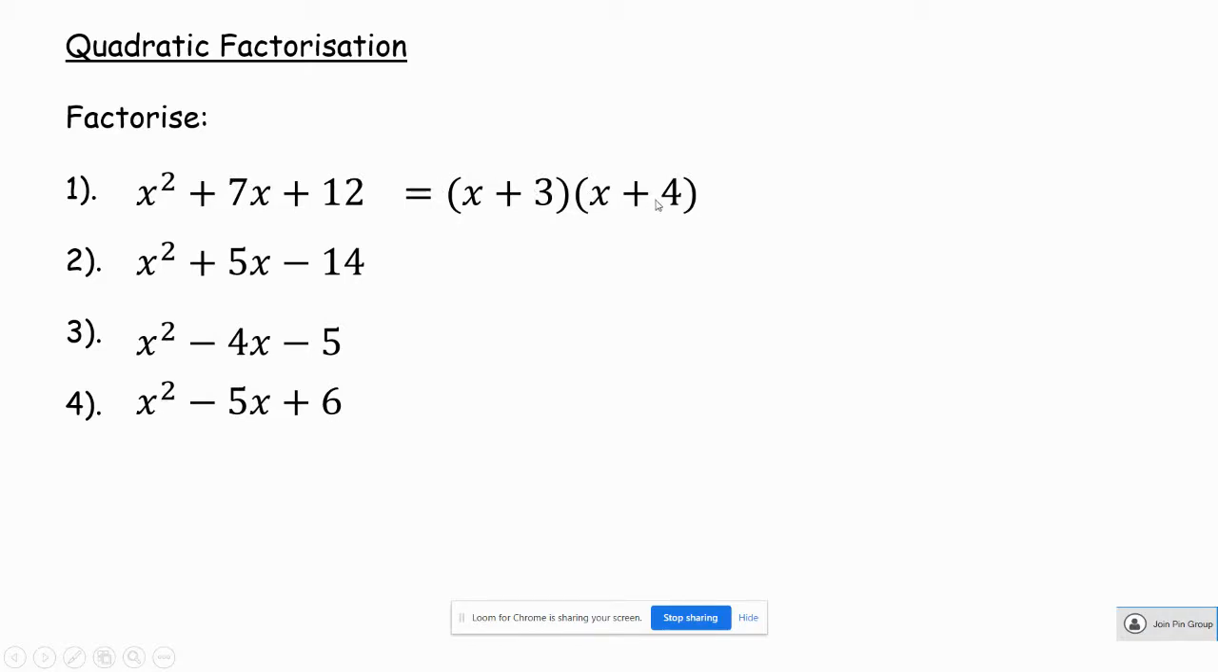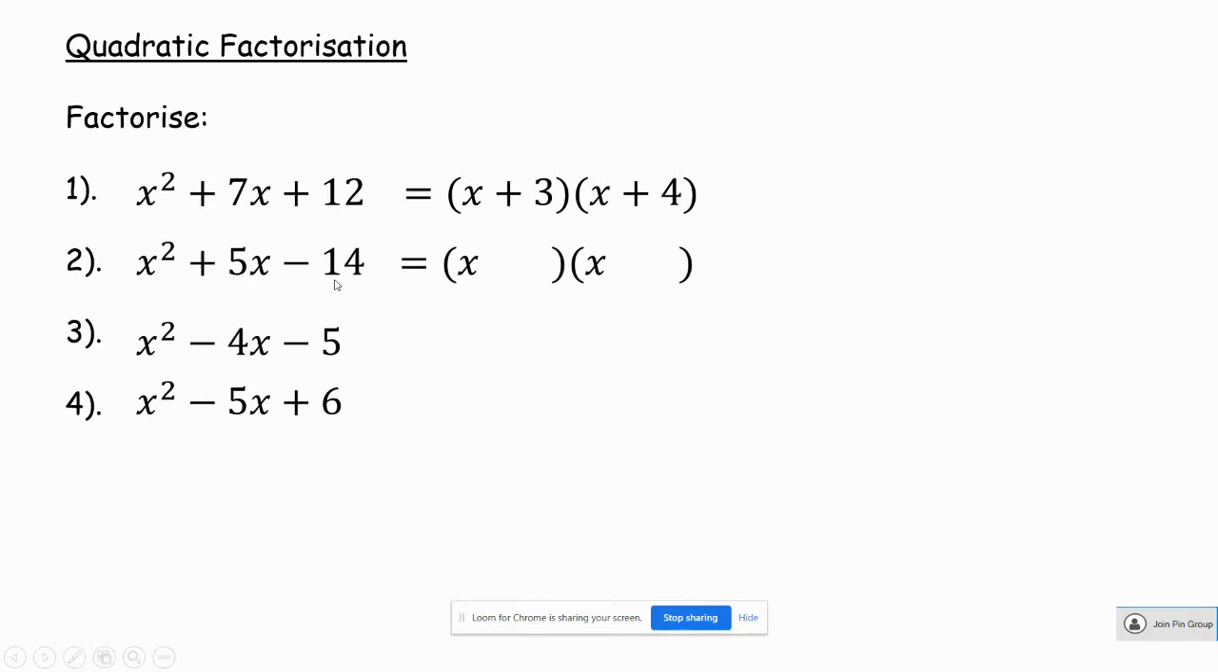Plus 3, plus 4. Now, when there's some minuses in there, it's the same starting step because it's a quadratic factorization. You're going to have two brackets with an x at the start of each of them. But you're going to have a slightly different next step. You're going to have to figure out two things that multiply to make minus 14, but add up to make 5.